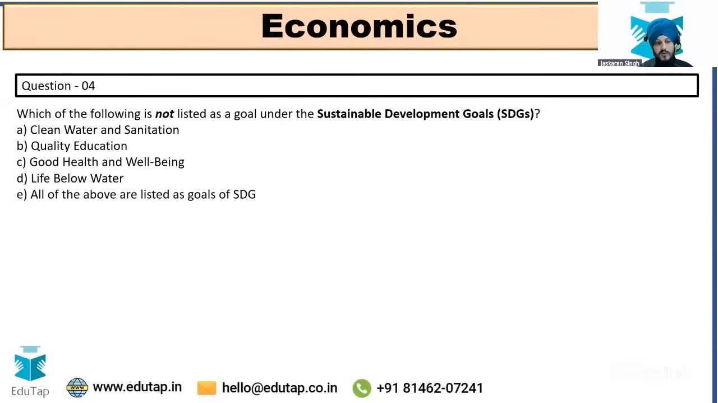Now question number 4: which of the following is not listed as a goal under the sustainable development goals? Which of the following is not listed?